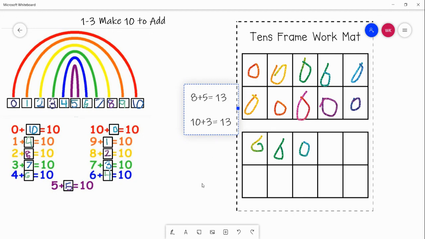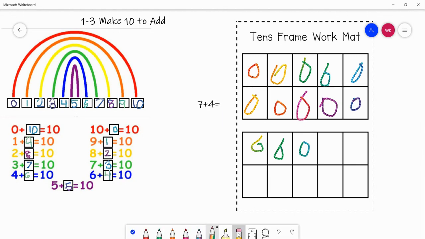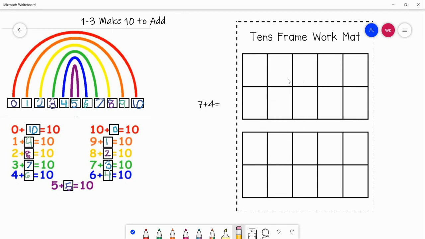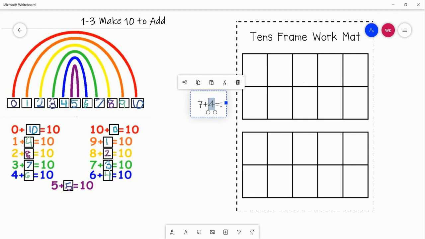All right, let's do another one. Here we go. Let's do the equation 7 plus 4. So let's use our rainbow and see which number equals 10 with 7. So we go over here, we're at 7. And you go across the green line. Okay, so 3. So 7 plus 3 equals 10. So we are going to take 3 from the 4 and give it to the 7 to make 10.